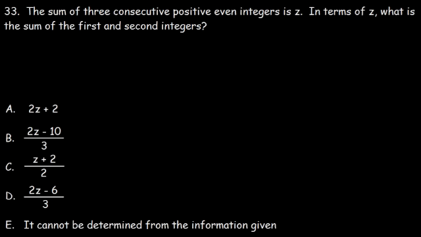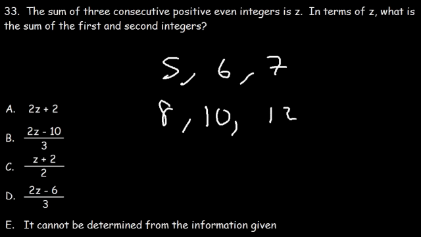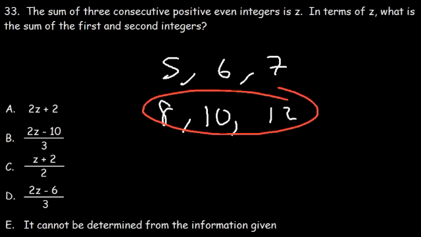33. The sum of 3 consecutive positive even integers is z. In terms of z, what is the sum of the first and second integers? So 5, 6, and 7 are consecutive integers. They're positive, but they're not all even. 5 is odd, 6 is even. But numbers like 8, 10, and 12, they're even integers and they're consecutive. So this is the pattern of numbers that we're looking for.